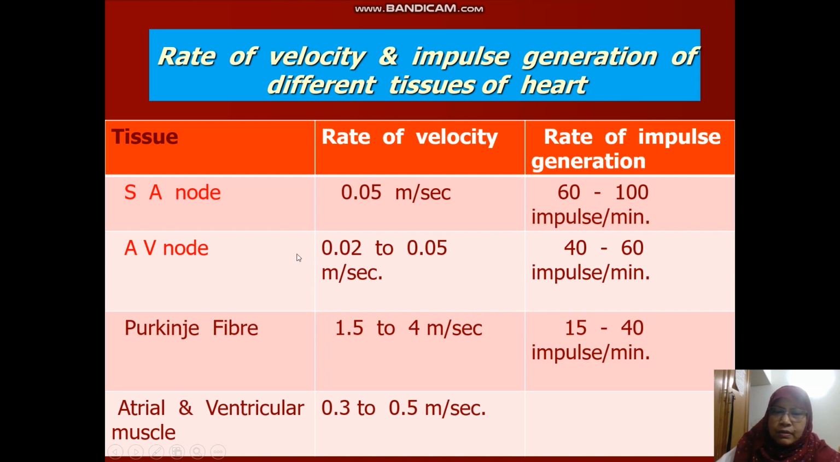In the AV node, in this case, impulse generation is 40 to 60 impulses per minute, but the conduction rate is low. But in the Purkinje fiber, impulse generation is less, that is 15 to 40 impulses per minute, but they have the highest conduction rate, that is 1.5 to 4 meter per second. And the atrial and ventricular muscle have no impulse generation property, but they can conduct the impulse.